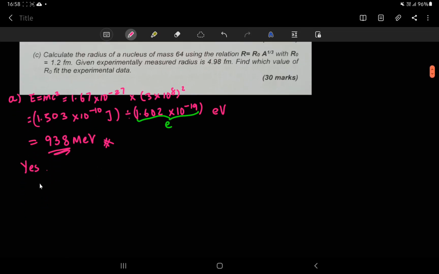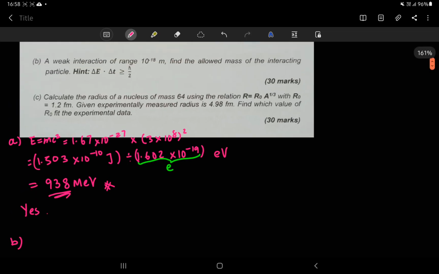Alright, question B. Moving on. A weak interaction of range 10 to the minus 18 meter. So this is range R, 10 to the minus 18 meter. Find the allowed mass of the interacting particle. This is the Heisenberg uncertainty principle formula. We need to find the maximum allowed mass such that the weak interaction exists at the range of 10 to the minus 18 meter.